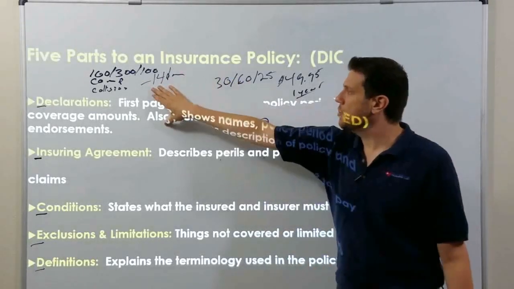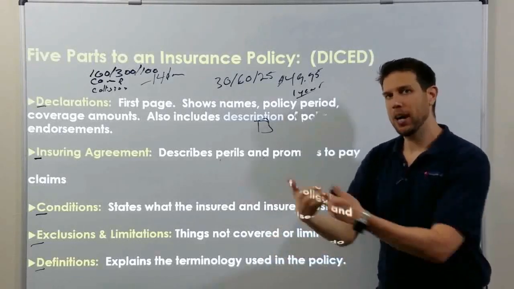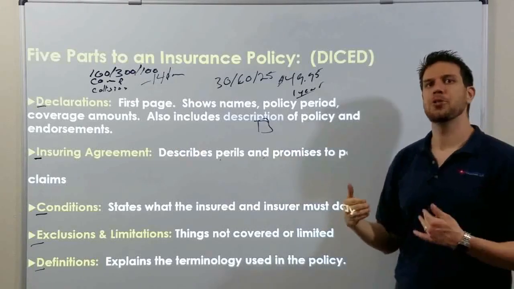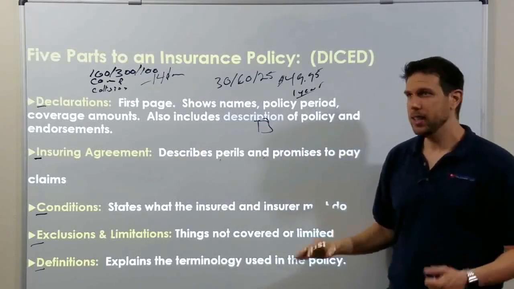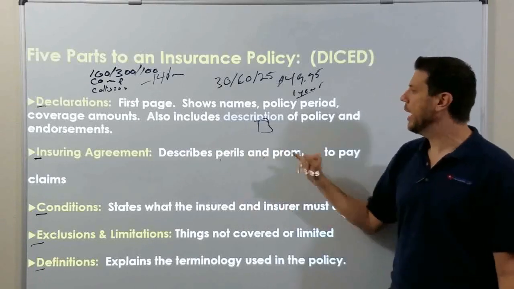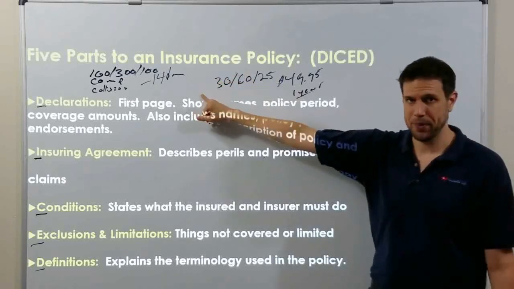The declarations page describes what is being insured and for how much. The insuring agreement tells you what you're protected against. It'll describe the perils, either basic, broad, or special. And if these perils occur, the insurance company will pay out your claim.